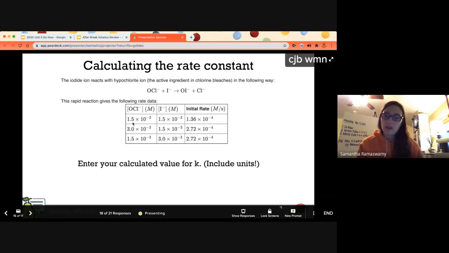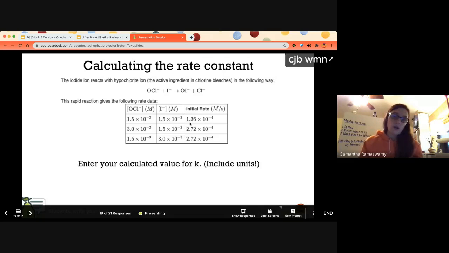I just picked the first trial to plug in. So rate is 1.36 times 10 to the negative fourth. That equals K times the concentration of OCl minus times the concentration of I minus. So you have 1.36 times 10 to the negative fourth equals K times 1.5 times 10 to the negative third times 1.5 times 10 to the negative third.